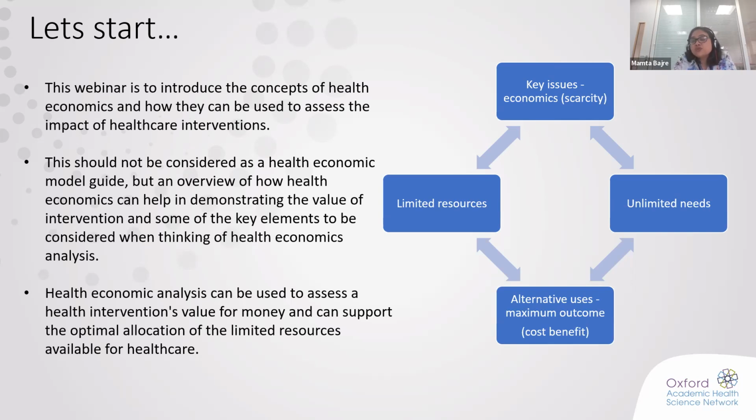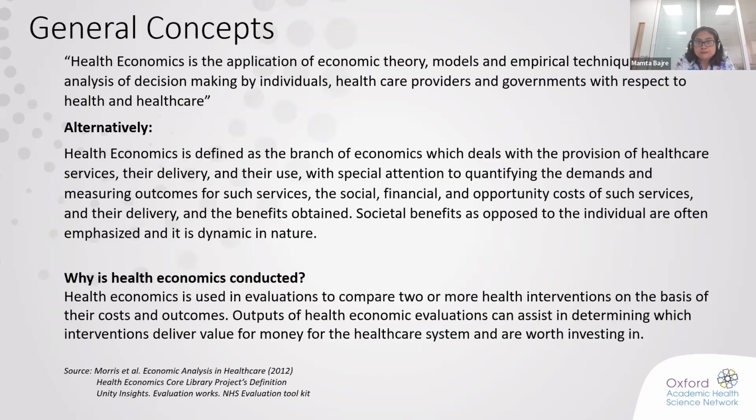So what is the key issue these days? The key issue is that there is scarcity. We need lots of interventions to be implemented, lots of resources around it. However, we have limited resources, but we need unlimited interventions, unlimited benefits. So we have to find an alternative use so we can have maximum outcome. And for health economics, of course, the cost and benefit around it.